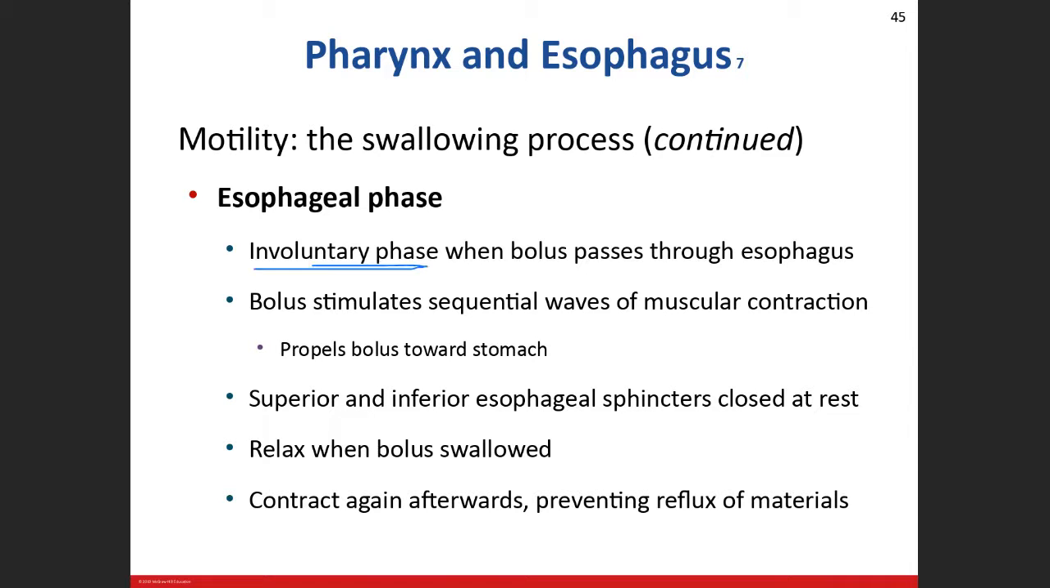Again, an involuntary phase. We're just moving that bolus down into the esophagus. And this is where we're going to see that alternating contraction and relaxation process that is going to move the bolus down into the stomach. Now, during this time, the receptors in the esophagus are going to cause a relaxation of both the superior and inferior esophageal sphincters, so we can allow the passage of that bolus.